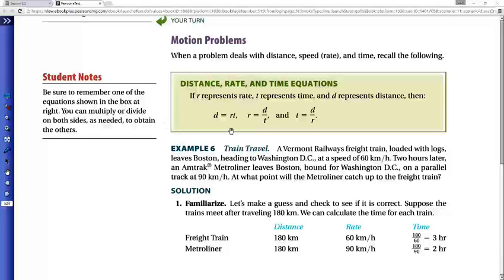Well, here's the second part of section 3. We'll start with motion problems. And there's a couple formulas, or basically the same formula put into three different solutions.